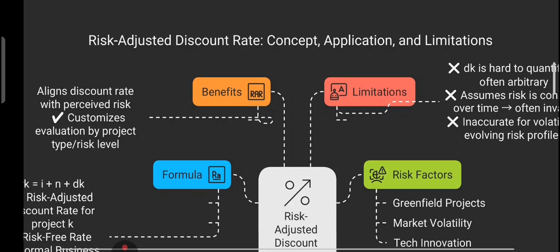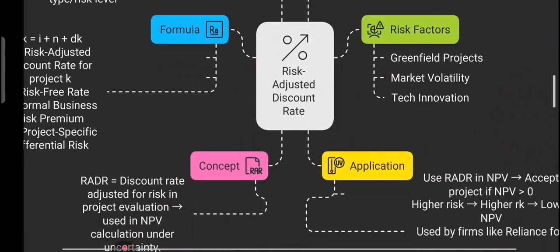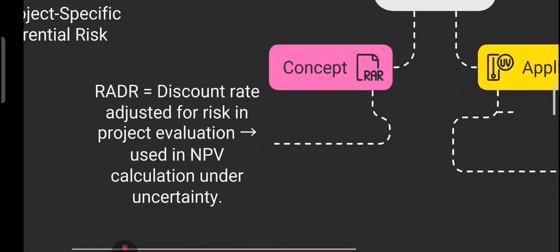So first of all, have the concept. As you can see at the bottom, I have written the concept. It is denoted by RADR. RADR is essentially a tailored discount rate used in the net present value calculation. I think you know what the net present value calculation is; we have already covered it in the previous lecture. In NPV calculation, there is something called the discount rate, which is used for discounting the future cash flow to the present value, right? So this RADR is used as the discount rate in the net present value calculation.